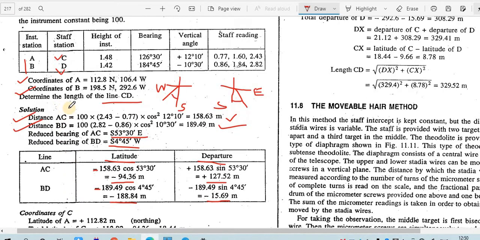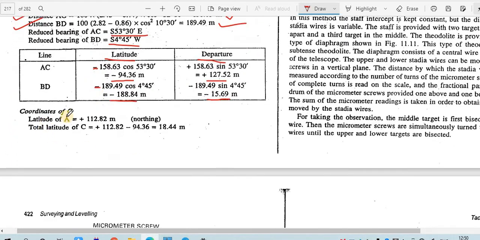Now, based on the coordinates, we will try to calculate the distance. Okay, now we have got the coordinates of A and B. We don't have the coordinates of C, so we will create the coordinates of C by using this latitude and departure. We have got the latitude of A, which is coming out to be what?